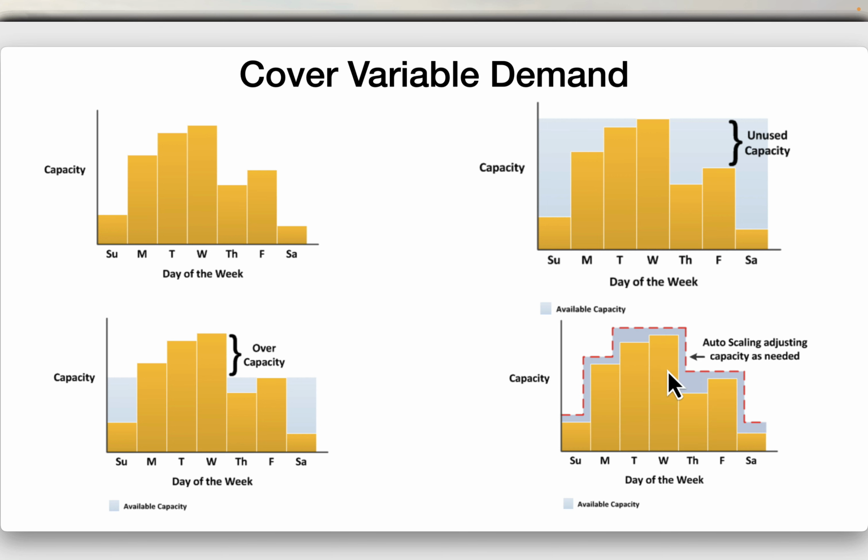So now with auto scaling, depending on the demand, this yellow one, the CPU and memory, can actually go up and down depending on the application usage.